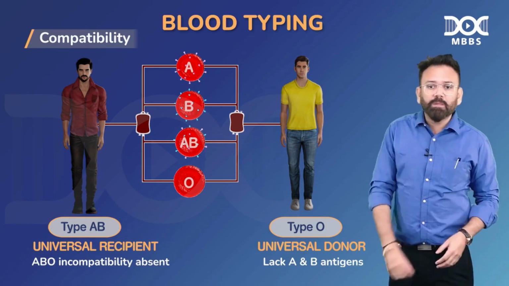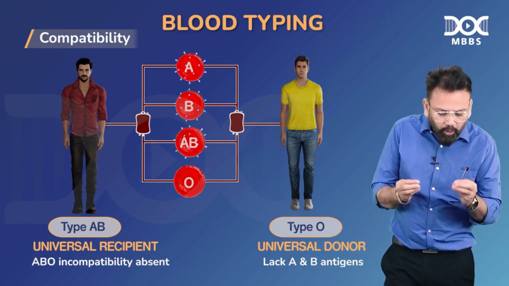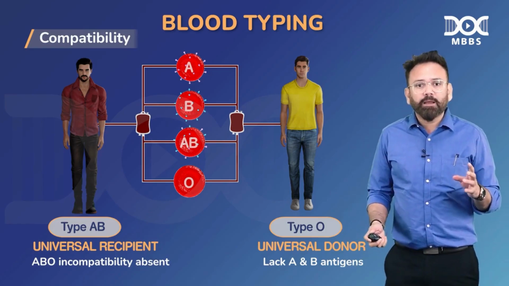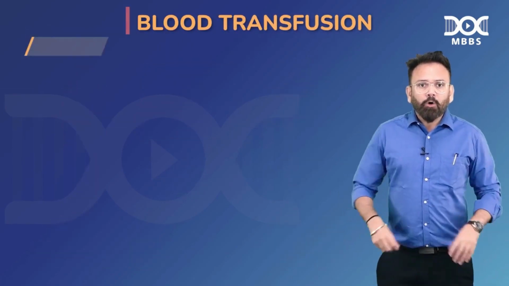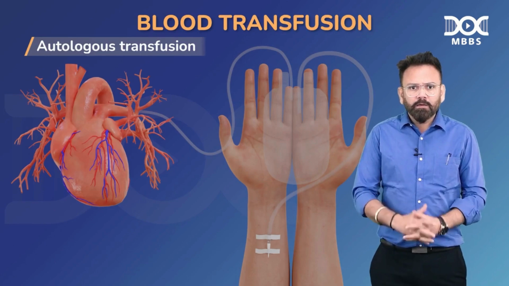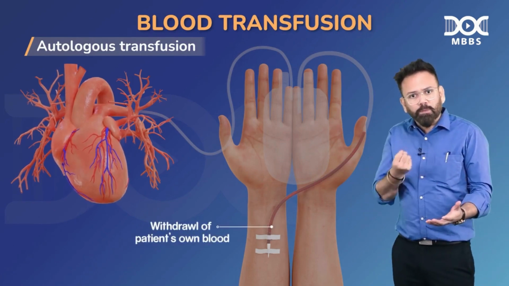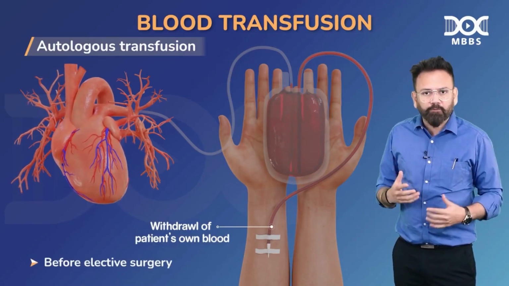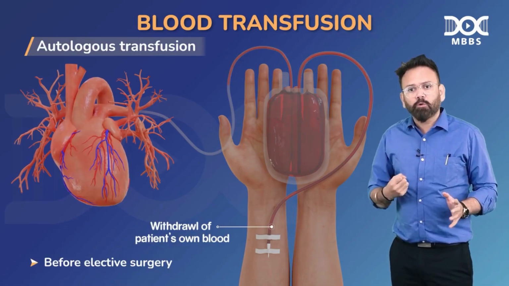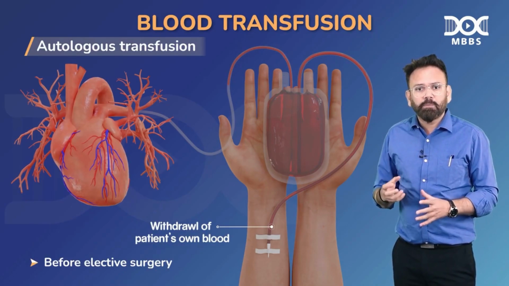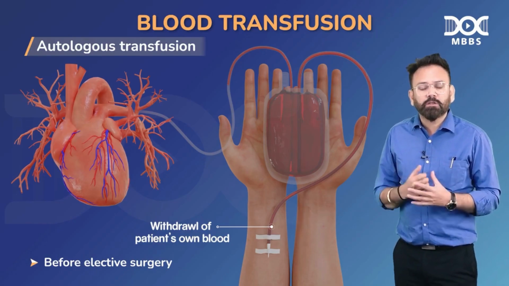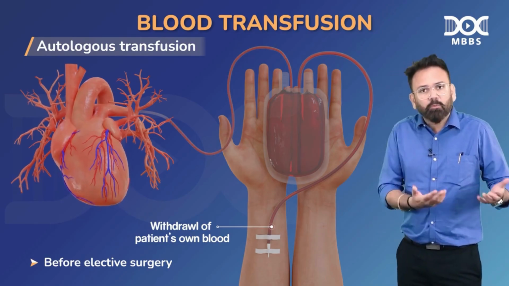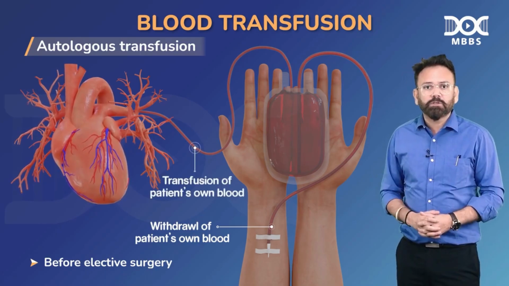So type O blood can be given to anyone without producing any type of ABO incompatibility. Am I clear, doctors? These points. Now, a procedure that has recently been popular is to withdraw the patient's own blood in advance for the elective surgery. Sometime before surgery, we just withdraw our own blood and infuse this blood bank. It is called autologous transfusion. If a transfusion is needed during surgery, I will donate my own blood to myself, autologous transfusion.